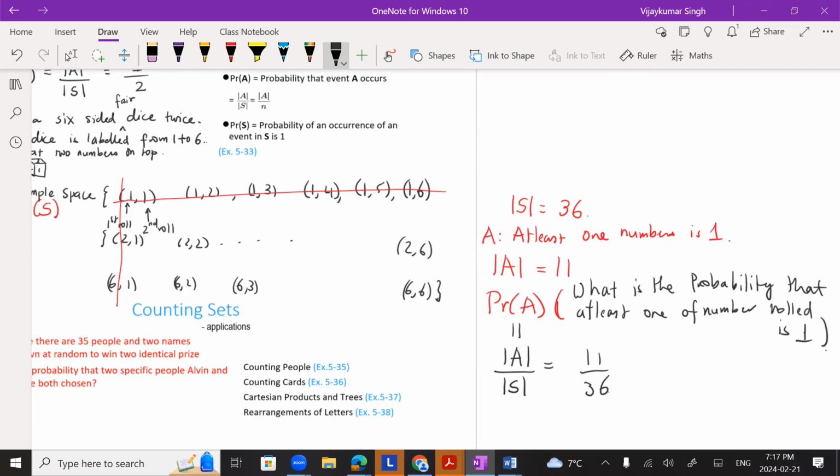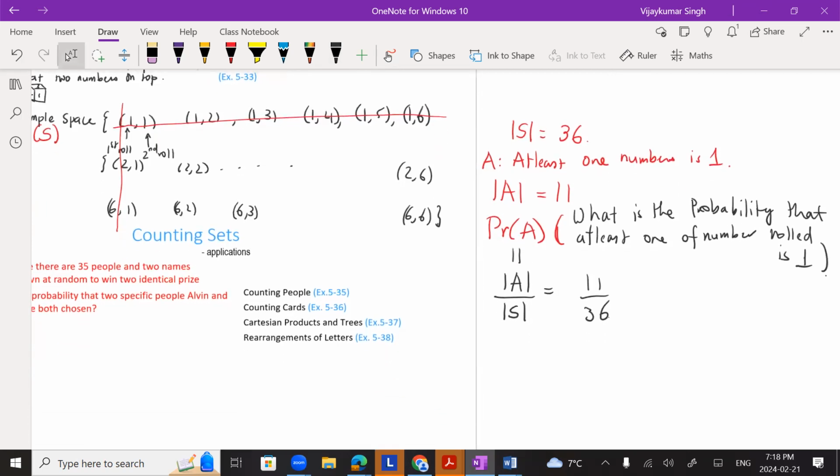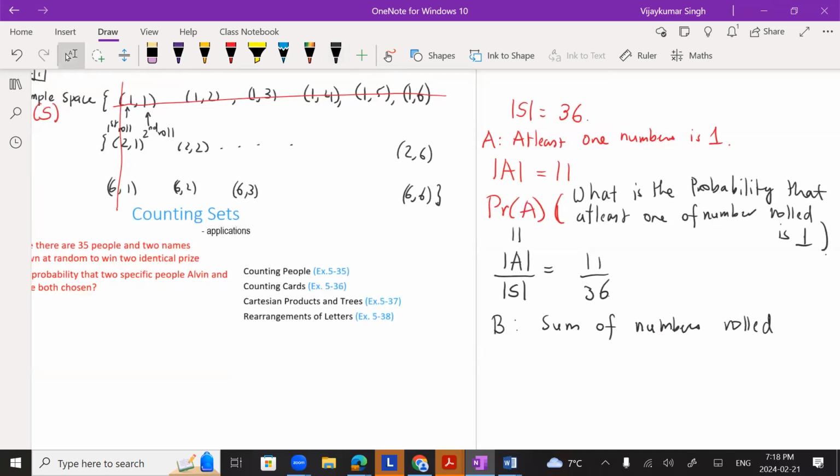We could have given a simpler example. Suppose I roll a dice once. What is the probability of getting an odd number? 3 of them are odd, and the total size of the sample space is 6. So 3 over 6, which is 1 over 2. Okay. Then we can have different kinds of questions being asked here. Let's take event B, that the sum of the numbers rolled, and by rolled I mean the numbers on the top, is 7.